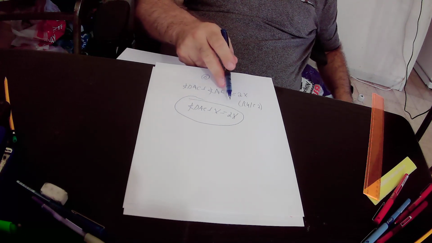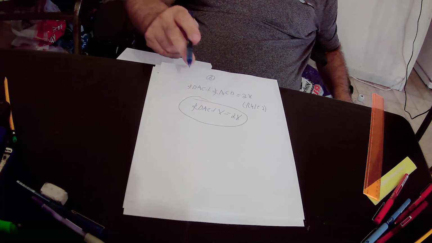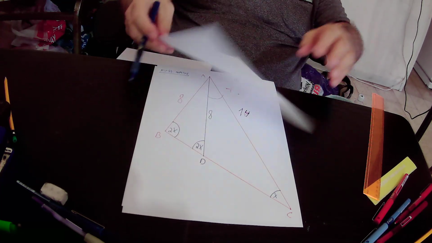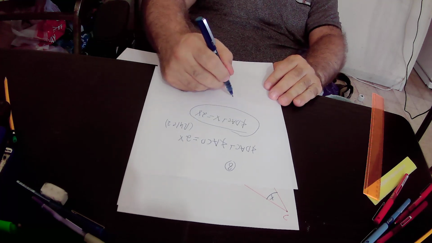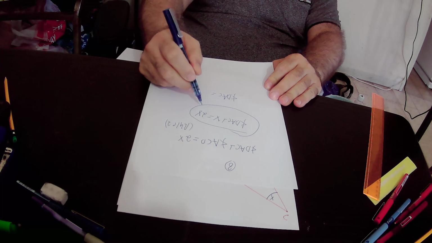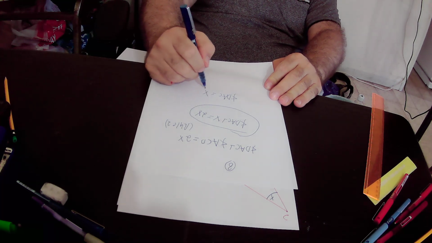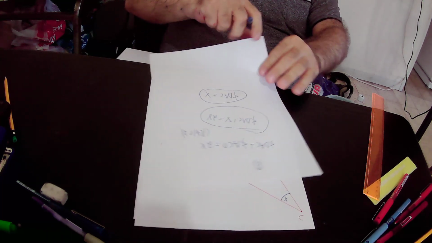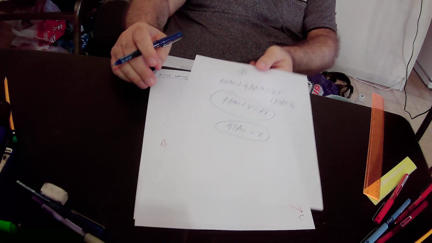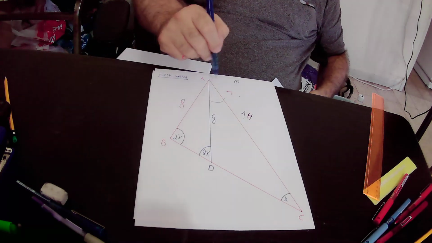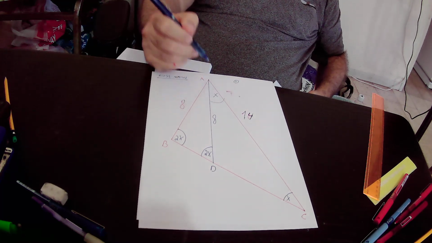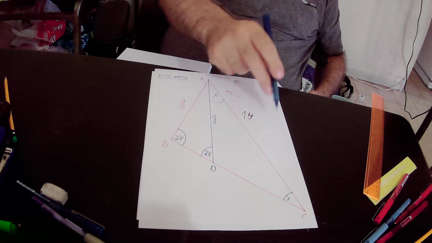Here we can subtract x from this equality, and we will get that angle DAC equals 2x minus x, which is x. So we found out that angle DAC equals x. Angle DAC, this angle, equals x.